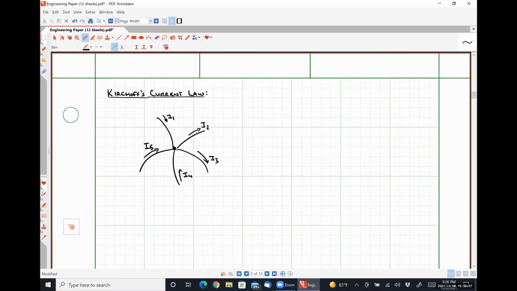So I have a single node point in the middle, and then I have 5 currents flowing from elsewhere in the circuit. Some of them are flowing into the node, others are flowing out of the node, okay? So our first representation of Kirchhoff's current law, and it's likely how you learned it in the Engineering 120 series, is that the sum of all currents flowing into a node must equal the sum of all currents flowing out of a node.